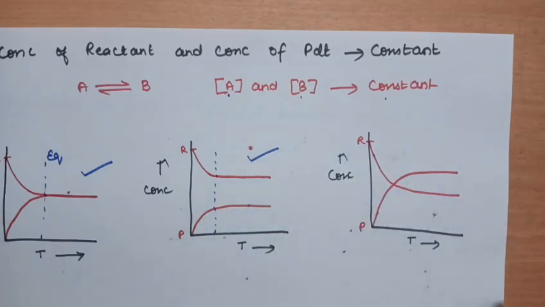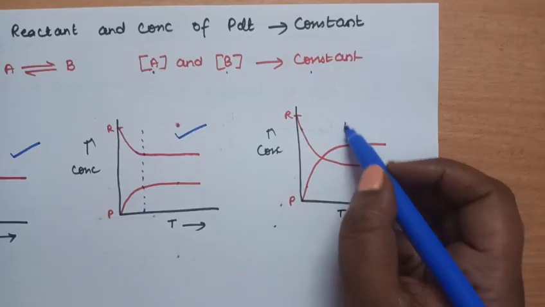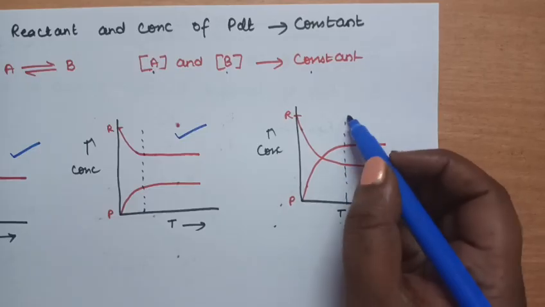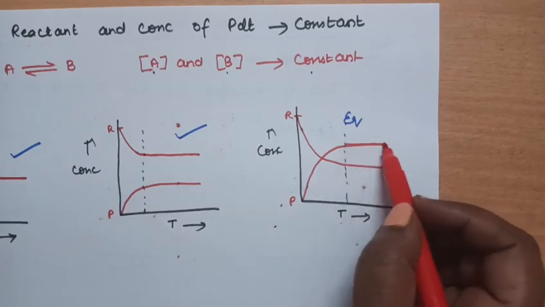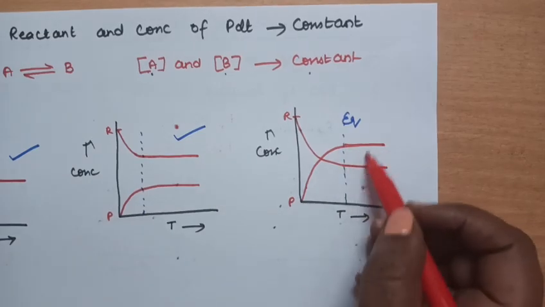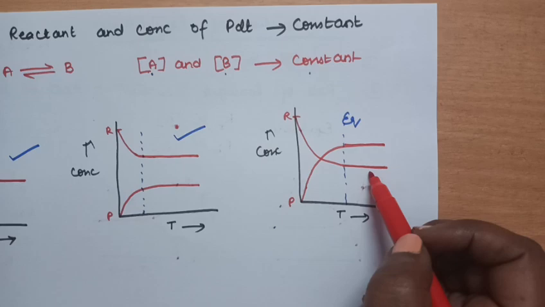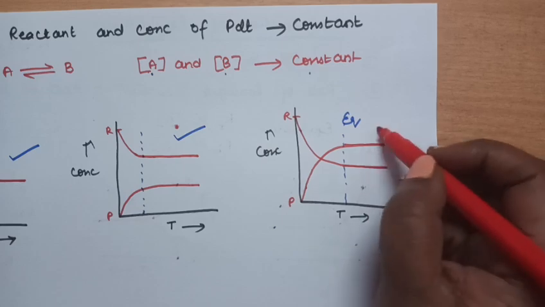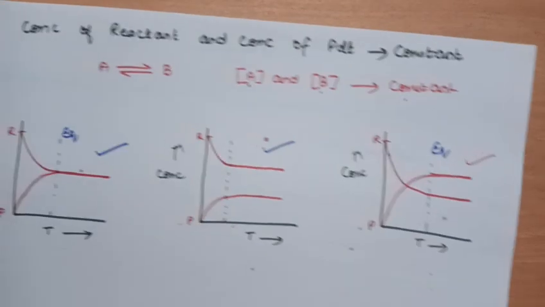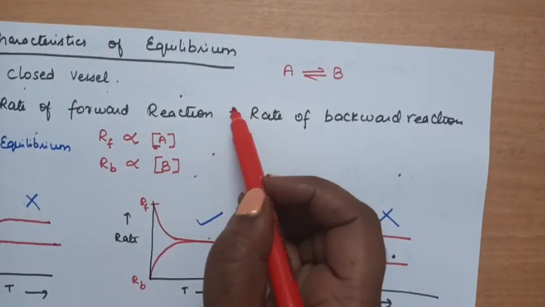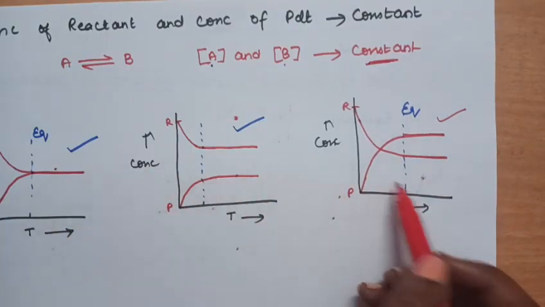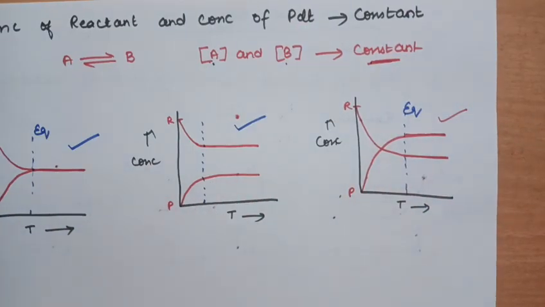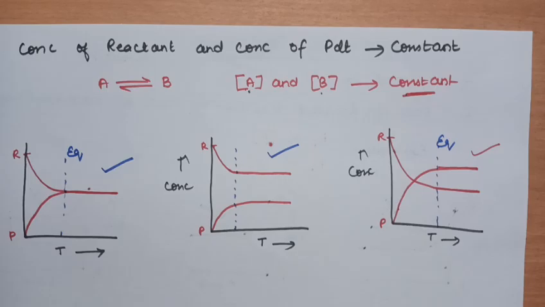So you can draw even this graph. And from here you can see this is the equilibrium. You are getting a straight line here. So this is the straight line. So here again concentration of the reactant and product is becoming constant. So you can draw even this graph. So only the difference is here it should become equal, whereas here it should become constant. So here in all the three cases you can see the reactant and product is becoming constant.